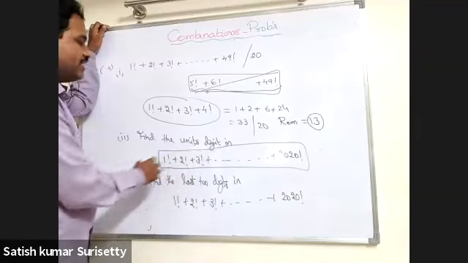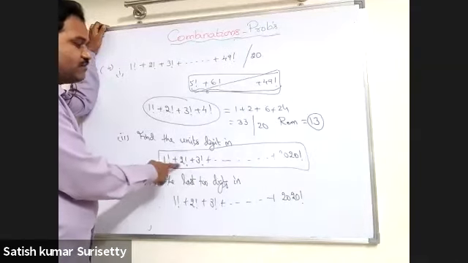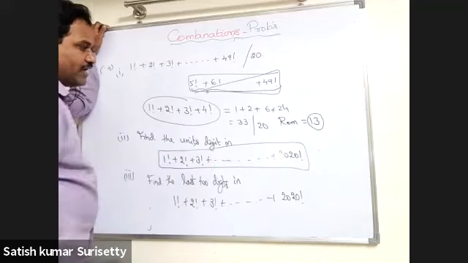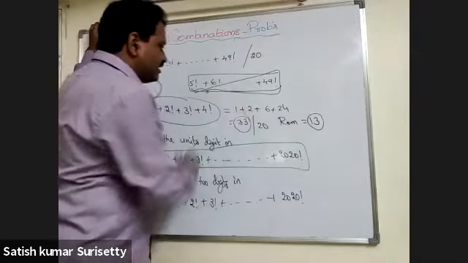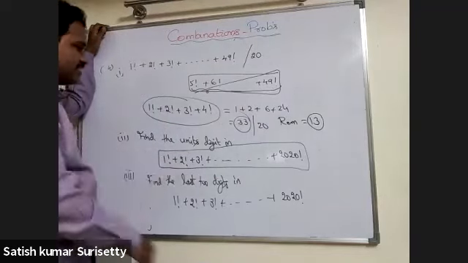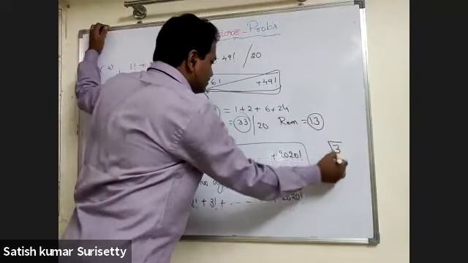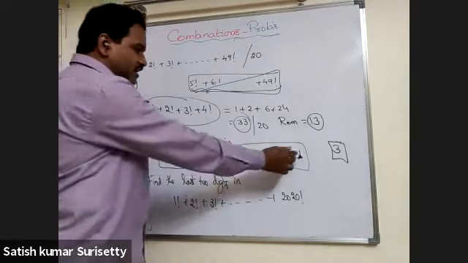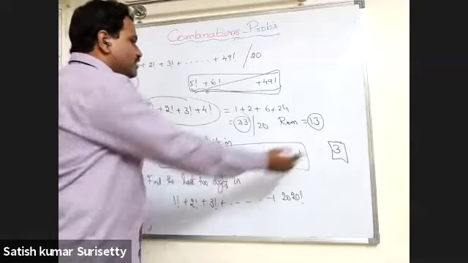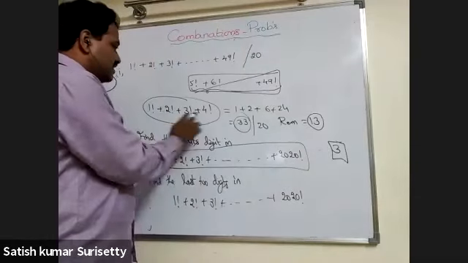That means you need to calculate only 1 factorial plus 2 factorial plus 3 factorial plus 4 factorial. That I have already calculated. What value are you getting? 33. So what is the unit digit? 3. So 3 is the unit digit, because all the other terms end with 0 only. So when you add, it will be the same as the unit digit of this sum.